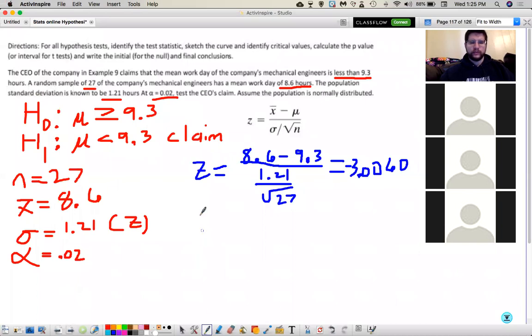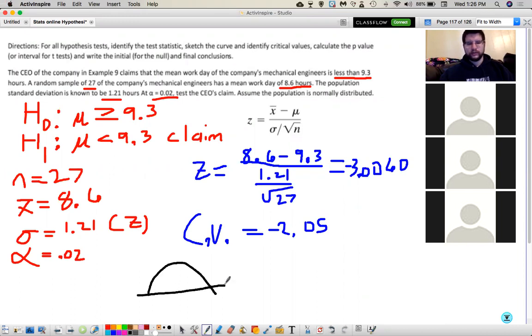So my critical value is 2.05. It's a left tail, so I'm going to make that negative. Now we've got to sketch this curve. So I'll do that here. There's my normal curve. The mean is in the middle, and it's always 0 for the standard normal distribution.